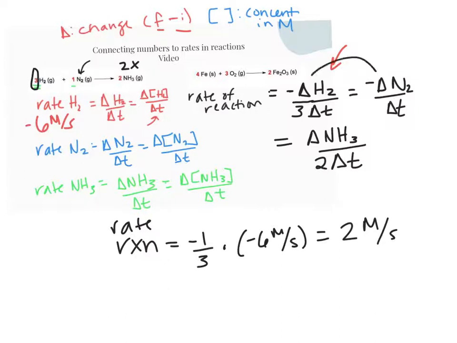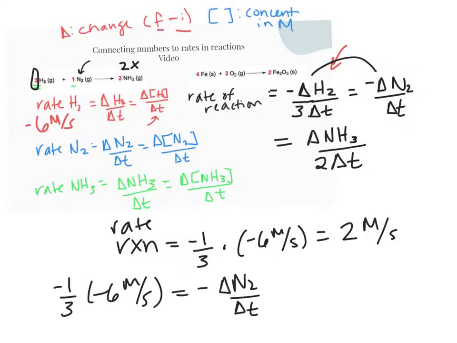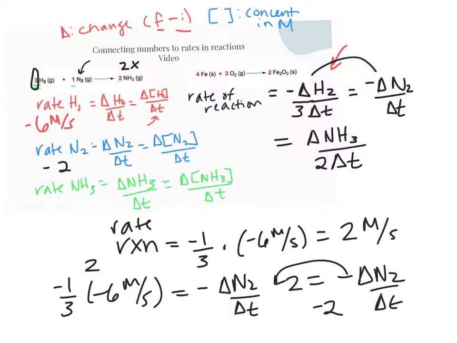So I can use these two and set them equal to each other. Negative 1/3 times that negative 6 molarity per second equals negative the rate of N2. If we do this math, this is 2 again, right? So 2 is equal to negative delta N2 over delta T. So really, N2, this negative goes over here, is negative 2, which we said is about the same as the rate of reaction, but negative because it's going down because it's a reactant. That makes sense. Reactants go down, so they have negative rates.